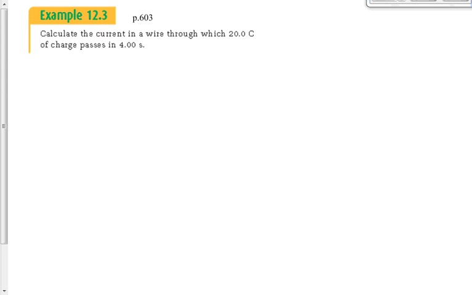So let's calculate the current in a wire in which 20 coulombs of charge passes in 4 seconds. Look, we want to find current. We've got the charge. We've got the time. It's simply going to be 20.0 coulombs divided by 4.0 seconds. Easy enough, right? 20 divided by 4 is 5.00, 3 significant digits. And the units would be coulombs per second.